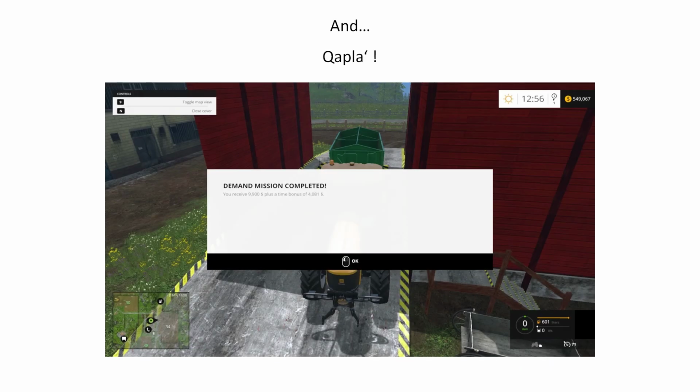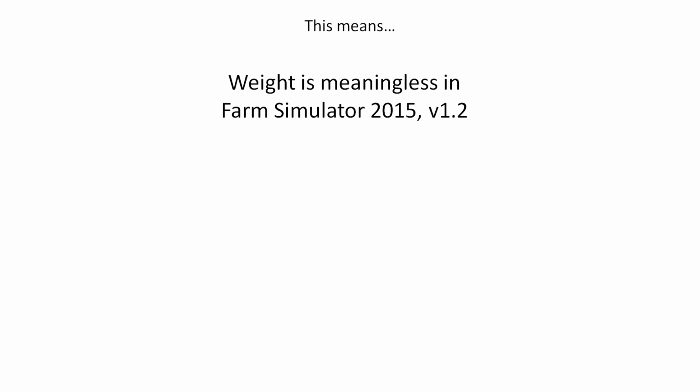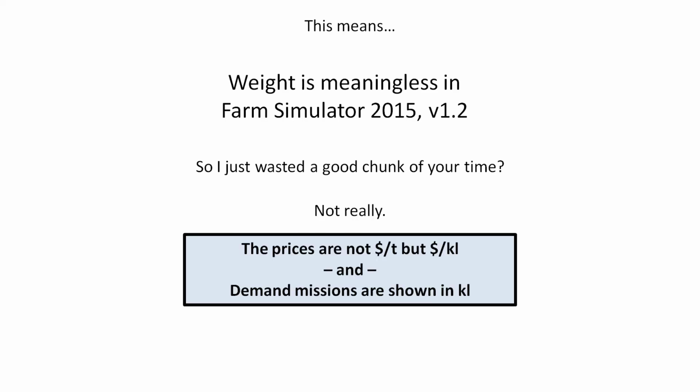And kapla! We have completed the mission. So we have also proven our hypothesis here. What they're looking for is not tons, they're looking for kiloliters. So this means weight is meaningless in Farm Simulator 2015 version 1.2. So did I just waste a good chunk of your time? Not really. Here's the main takeaways.